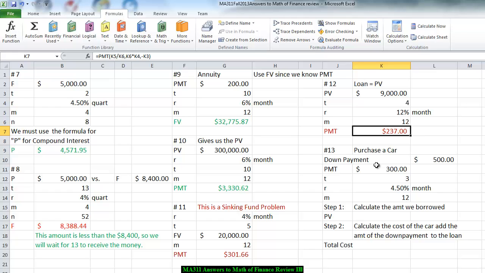Question number 13, we want to buy a car with a down payment of $500 and payments of $300 per month. And we want to do this for 3 years. The interest rate is 4.5% interest compounded monthly. And we want to know what is the amount of the car that we can purchase. Well, because it's compounded monthly, we know M is 12. So the first thing we want to do is calculate the amount that we can borrow. And again, that is the present value function.